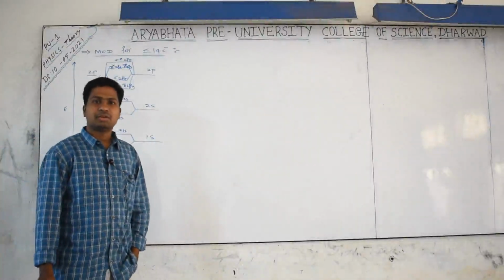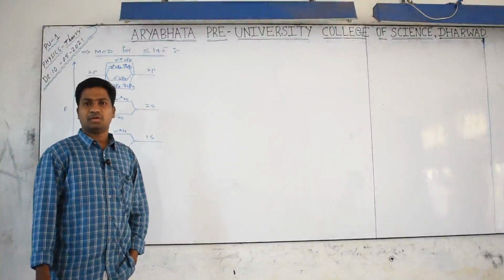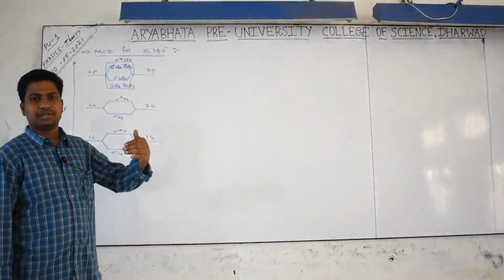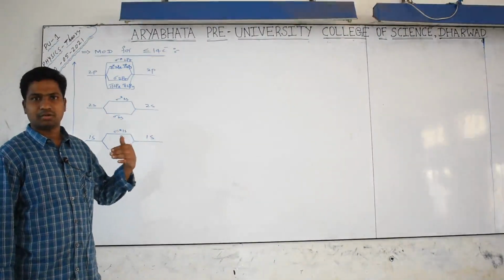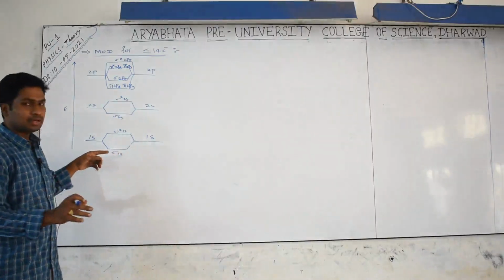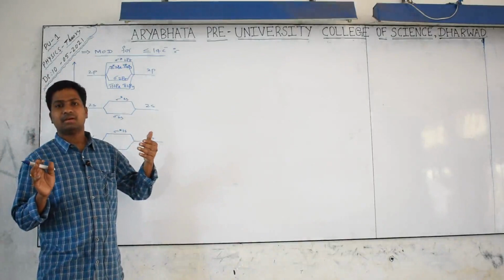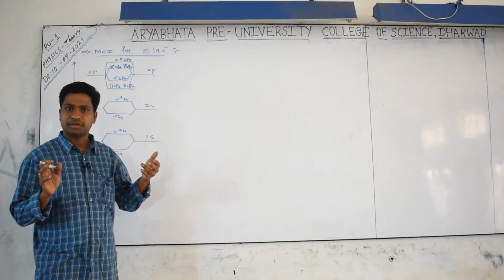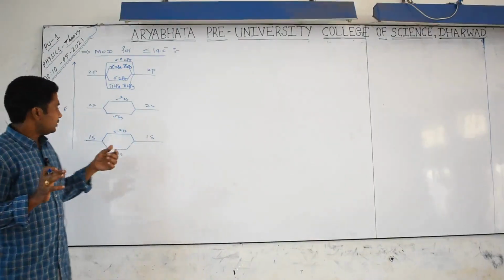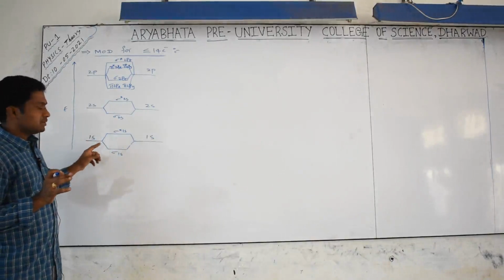We are discussing molecular orbital diagrams, or molecular orbital theory. First we will see the case of less than or equal to 14 electrons. Here I told very clearly this is applicable for diatomic molecules, for explaining the bond order as well as magnetic nature and stability. I explained all these things in the last class.